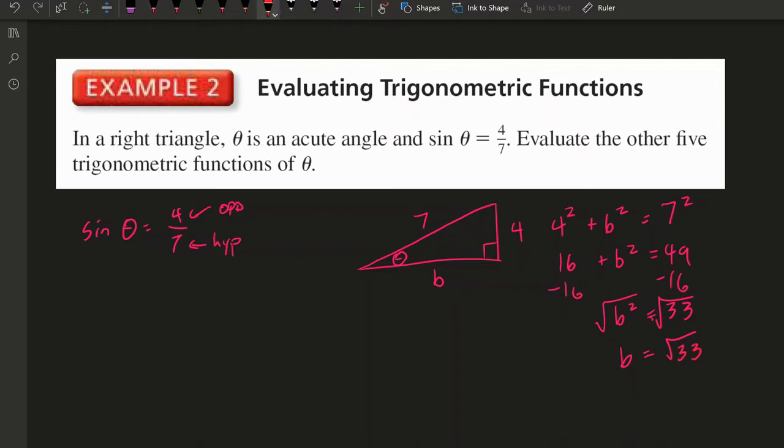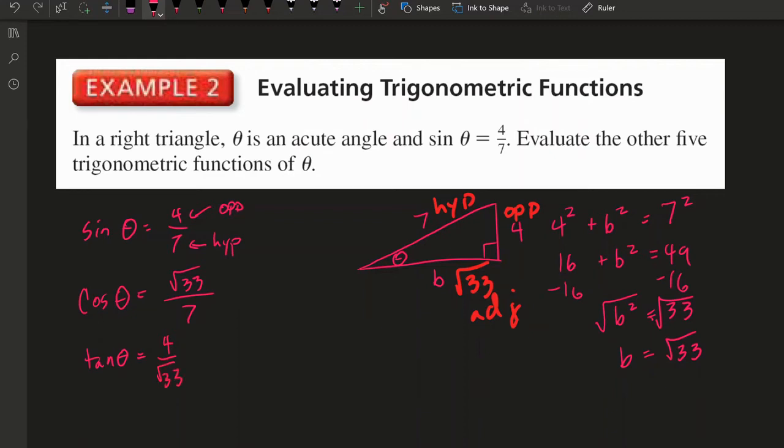So I can fill that in now. And I know that this is the opposite, this is the hypotenuse, and this is the adjacent. And now I can go ahead and fill in the rest. So the cosine of theta is the adjacent over the hypotenuse, so square root of 33 over 7. The tangent of theta is equal to opposite over adjacent, so 4 over square root of 33.